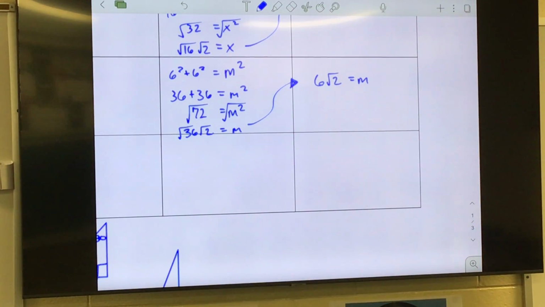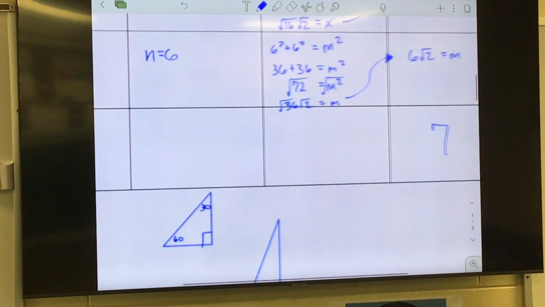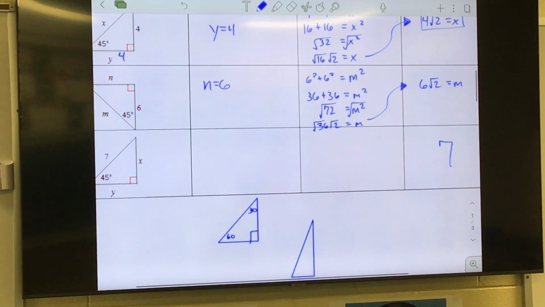Oops. 7. But it does not give us the legs. Okay, but do we know anything about those legs without the numbers? They are the same, right? So we can still use the Pythagorean theorem and work our way backwards, okay?